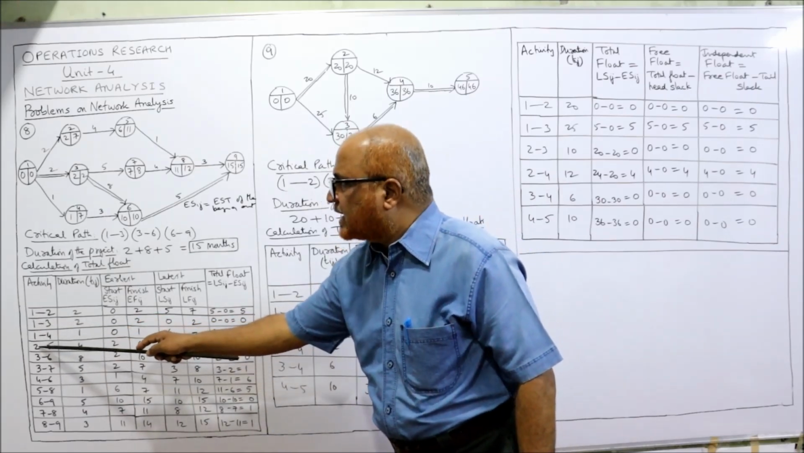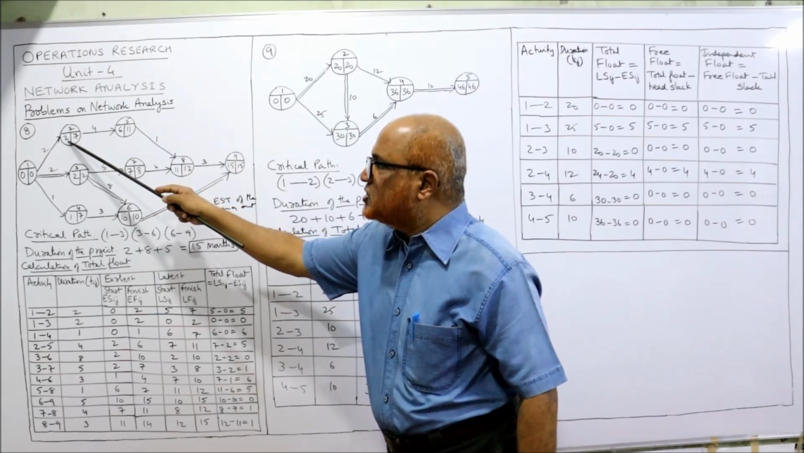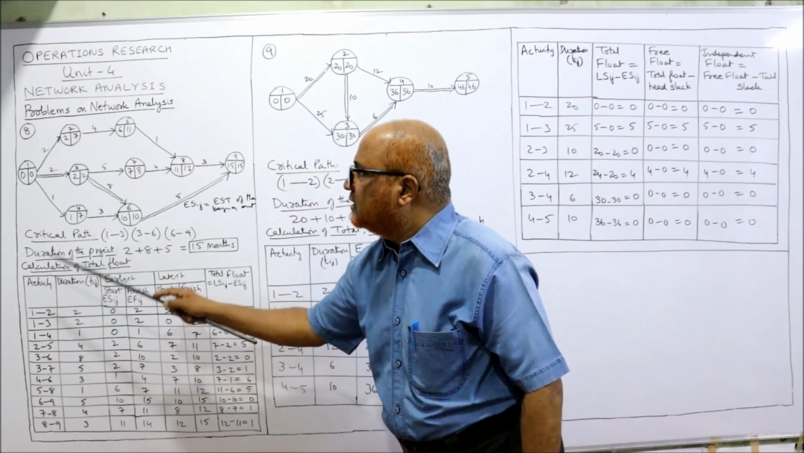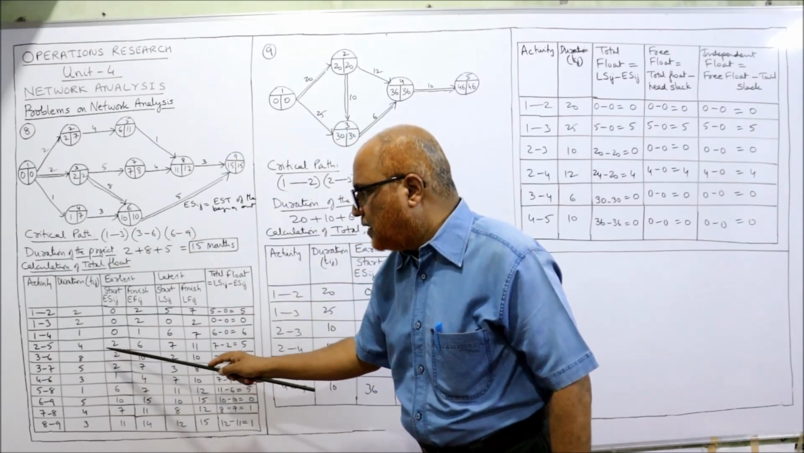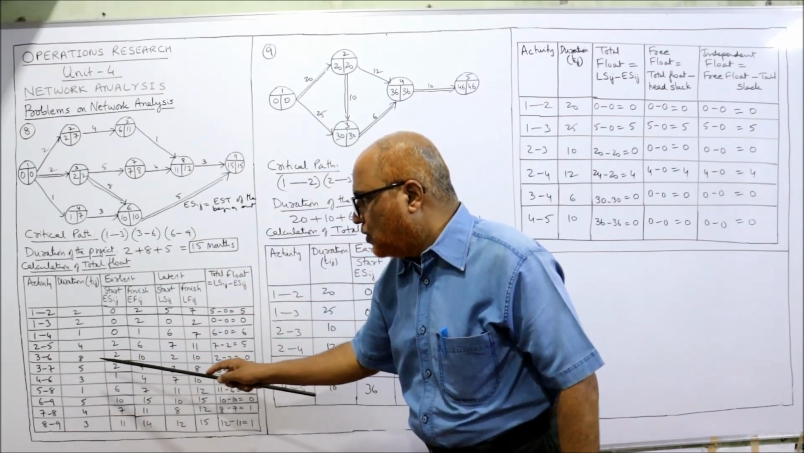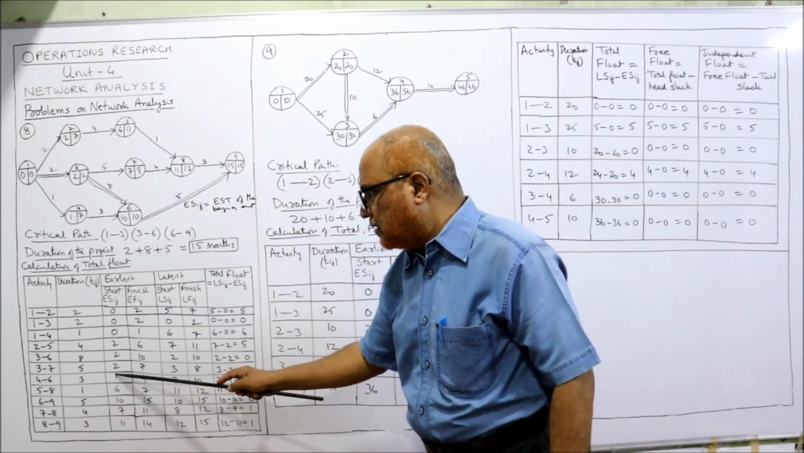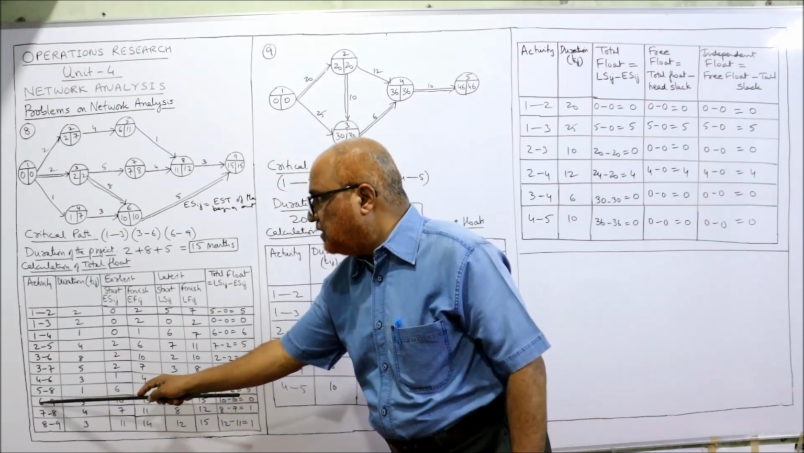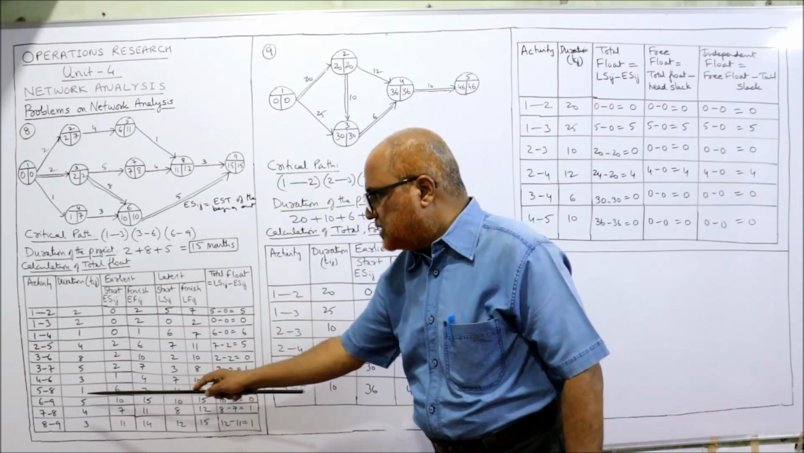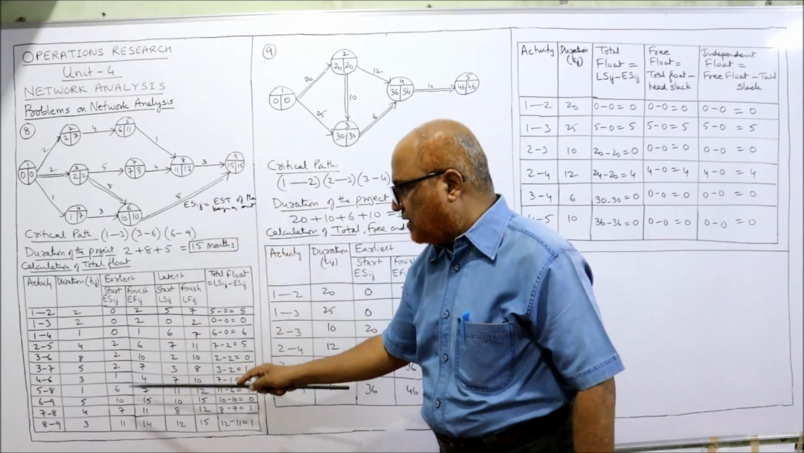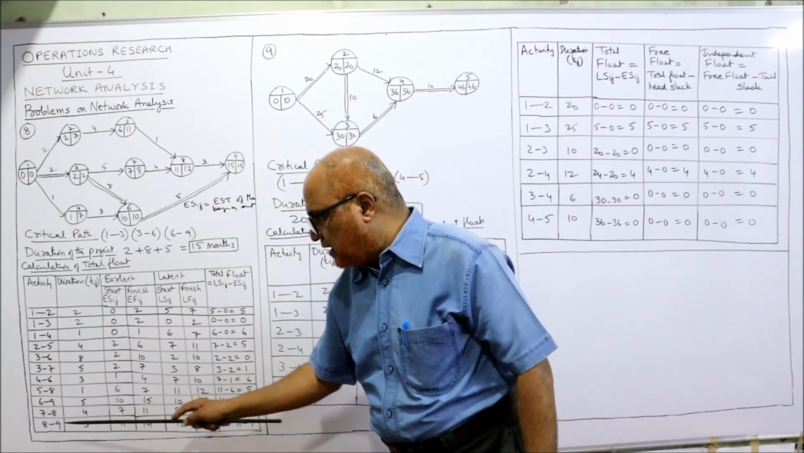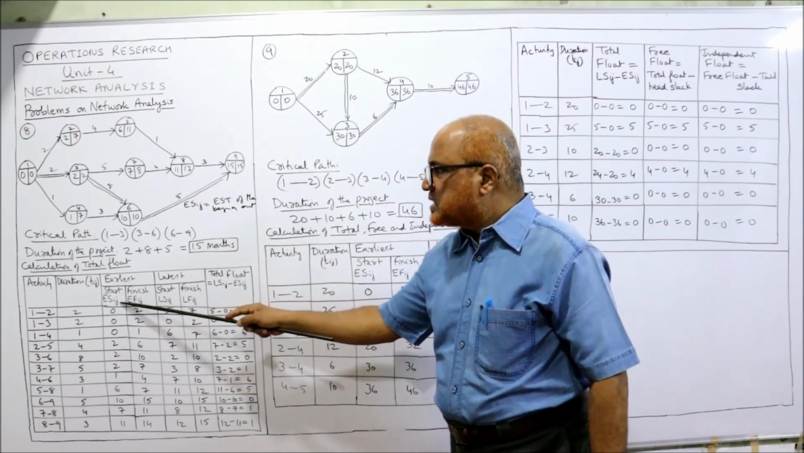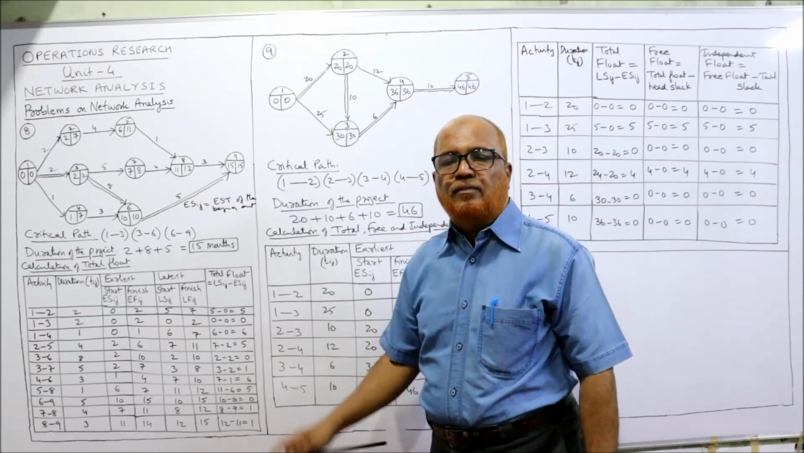Next, the EST of the second event is 2. Third event, the EST is 2. Then third event again EST 2. Fourth event EST is 1. Fifth event EST is 6. Sixth event EST is 10. Seventh event EST is 7. Last, eighth event EST is 11. That's all. So ESIJ stands for EST of the beginning event.